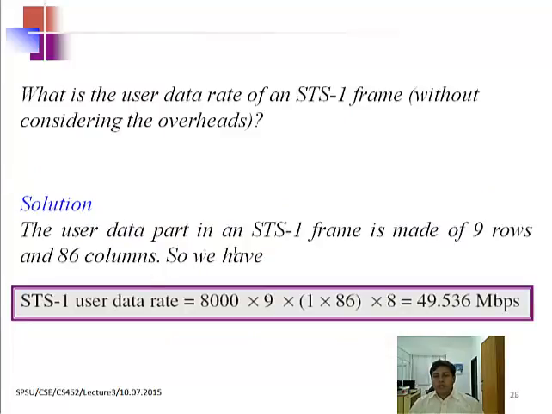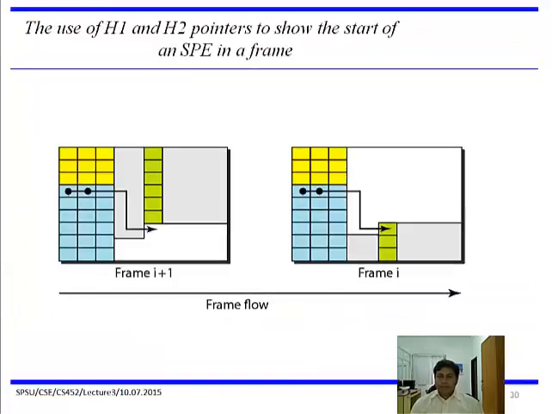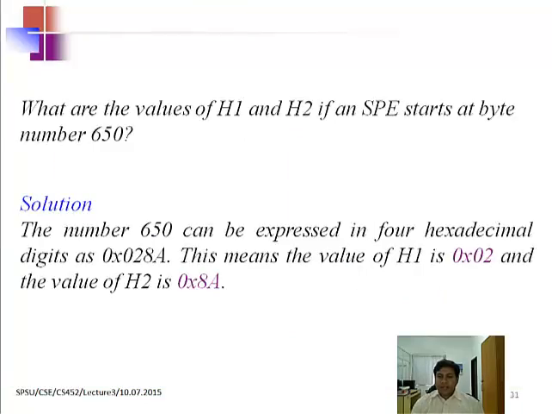So that's the problem. We can also calculate, if we have one column for line overhead and 3 for other overheads out of 90 columns, what is the user data? The remaining data for 8000 frames, 9 into 86 into 8, comes under data. So if you calculate data separately and header separately, this will be the value. These are the different header formats, and we have already calculated this. So what are the values of H1 and H2 if the value starts from 650?